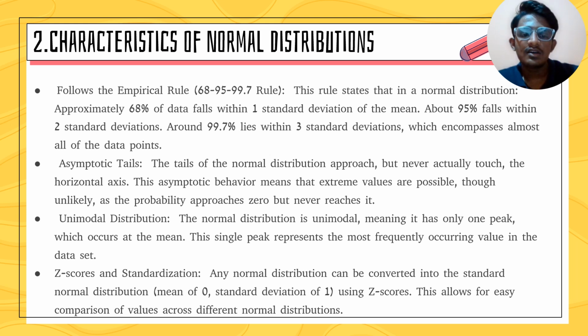Z-scores and standardization. Any normal distribution can be converted into the standard normal distribution, with mean of 0 and standard deviation of 1, using Z-scores. This allows for easy comparison of values across different normal distributions.